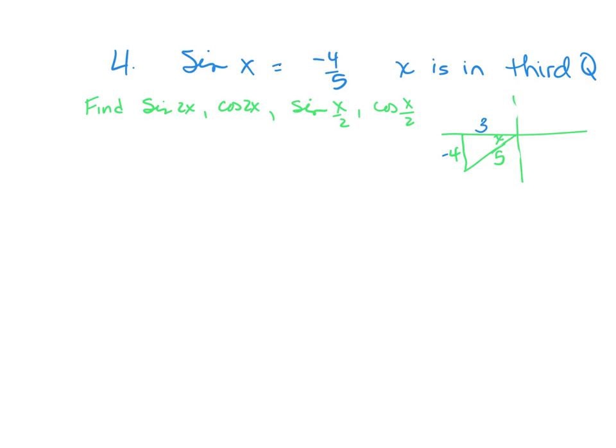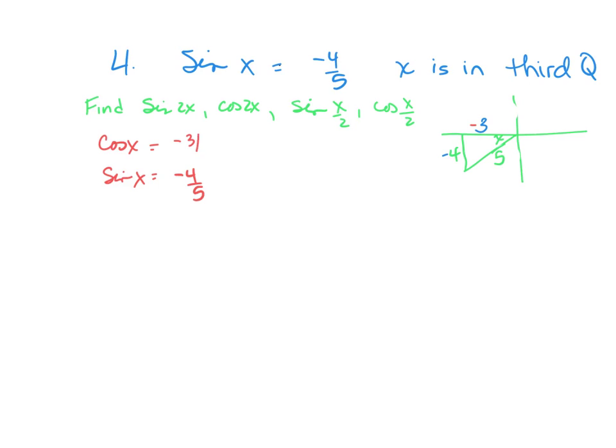Since there's a lot of cosines and sines, the first thing we're going to do is write down what the cosine of x is and the sine of x. Okay? I got it. So sine of x, we already know that sine of x is negative 4/5, right? Cosine of x is going to be what? What's the cosine of x going to be? Negative 3/5 or 3/5? It is negative 3/5.